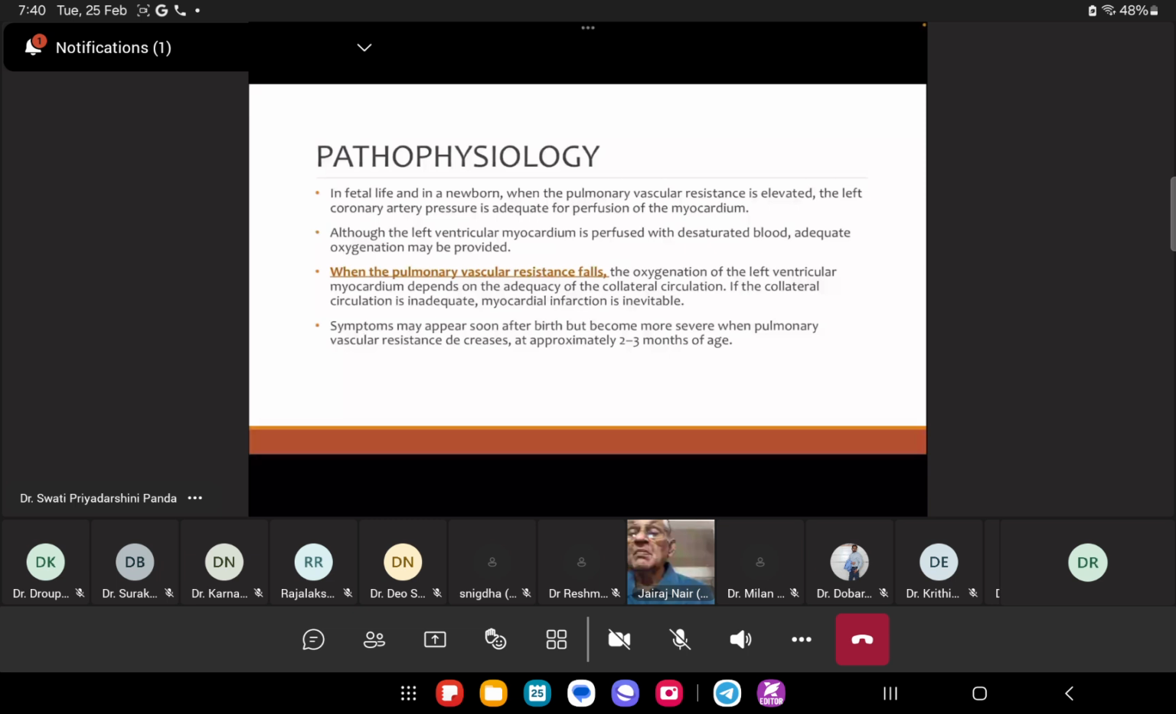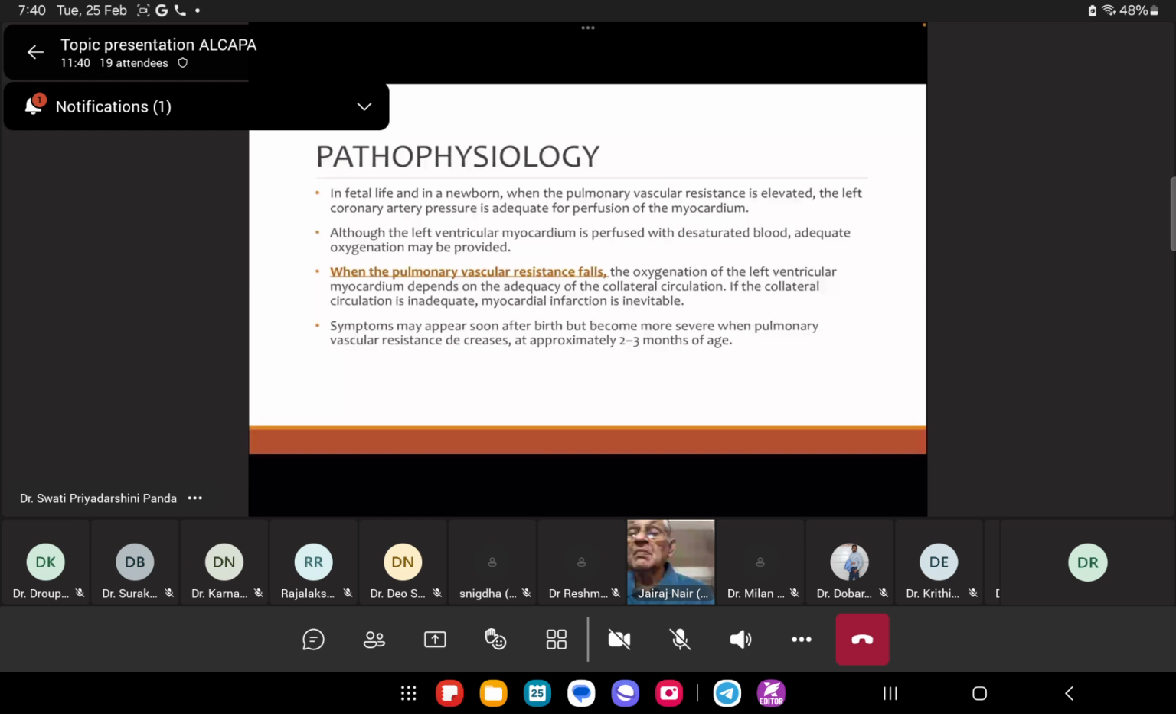In fetal life and in a newborn, pulmonary vascular resistance is high, so left coronary artery pressure is adequate for perfusion of the myocardium. Although the left ventricular myocardium is perfused with desaturated blood, adequate oxygenation may be provided.